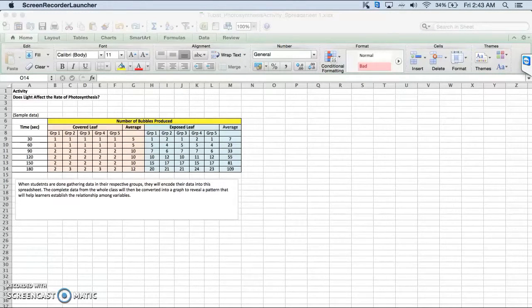Analyzing evidence. From the data encoded in the spreadsheet, overall, the amount of bubbles increases as the amount of time Elodea leaves, both covered and exposed to sunlight, is increased. This shows that the more bubbles produced means the faster is the rate of photosynthesis.